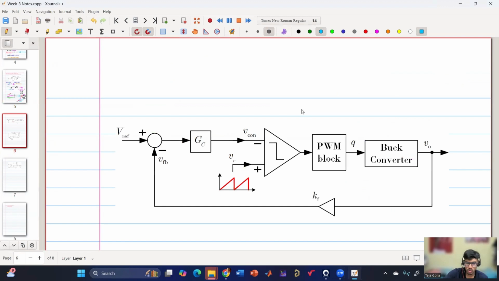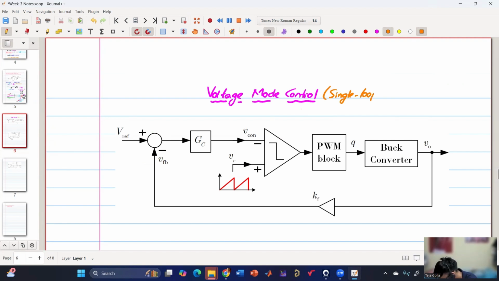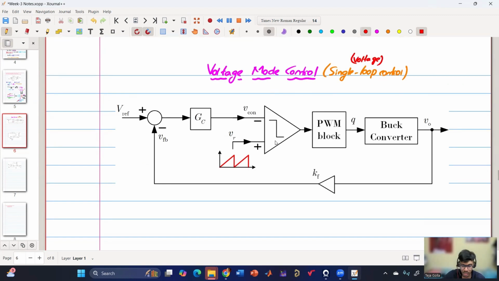So let us move to our next topic, which is the voltage mode control. So in voltage mode control, there is only a single voltage loop. So this is also called single loop control, because it has only one loop, which is the voltage loop. So it is very simple to understand.